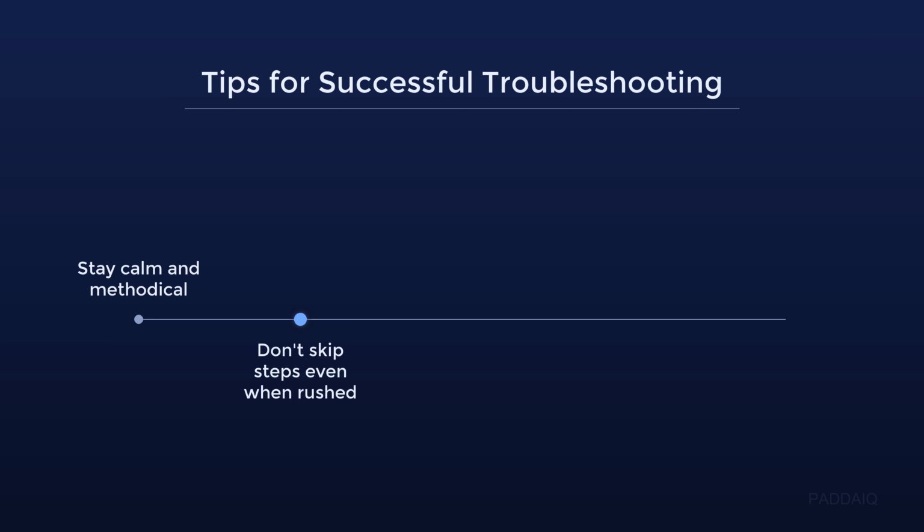Do not skip steps even when rushed. This means always follow the complete troubleshooting process without shortcuts. For example, if a report fails, check data inputs first. Do not jump to system settings. Rushing often wastes more time fixing new issues from missed steps. Consistently following each step ensures reliable and faster resolutions.